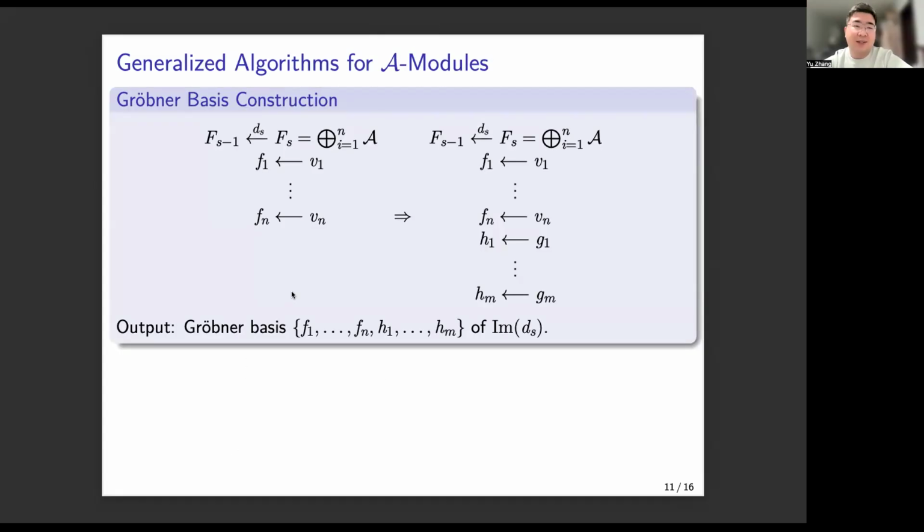Yeah, and for A modules, we also have generalized algorithms. So the first one is if we start with a structure map in the minimal resolution. Assume the s-th step of the minimal resolution has n free generators. We know their images. Then we can extend these n images into a global basis of the image module. And moreover, for each of these h1 to hm, we have also chosen a pre-image of these elements. So this is an algorithm that generalizes the classical construction of global basis.